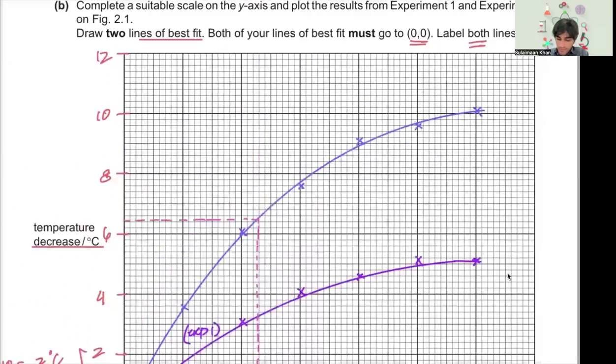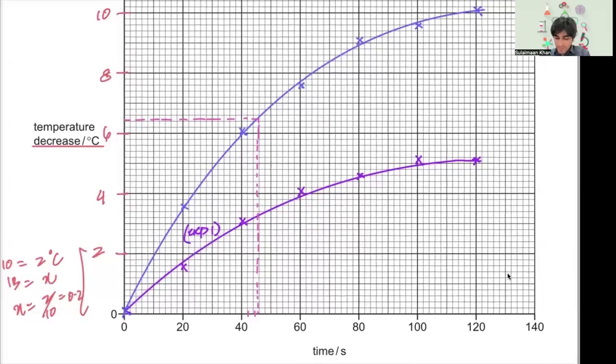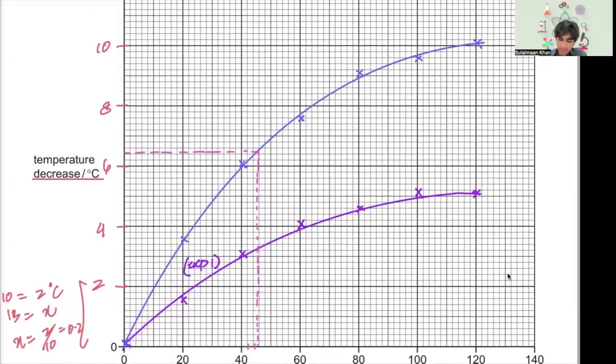So magically we made this. Remember, this is experiment 1, and that's experiment 2. You'll realize the temperature decrease in experiment 1 is lower than in experiment 2. There must be a reason for it, and we'll look into it. Probably because the volume of distilled water that you used was half the amount.